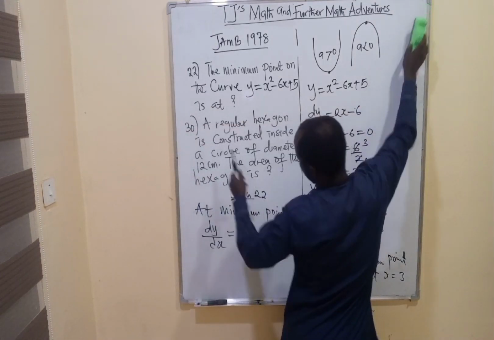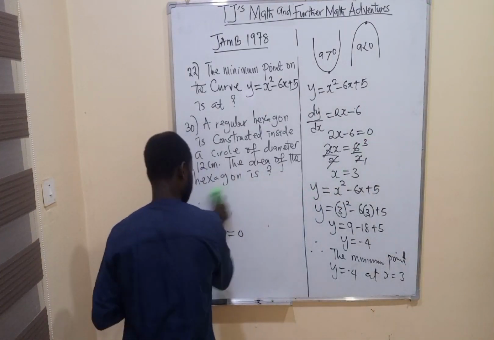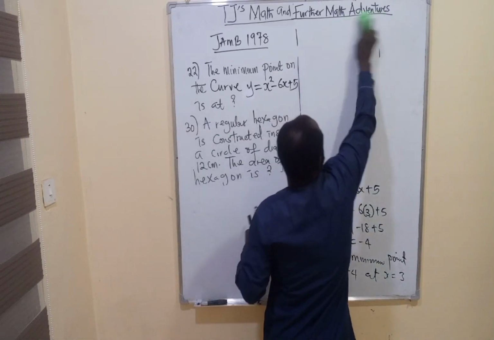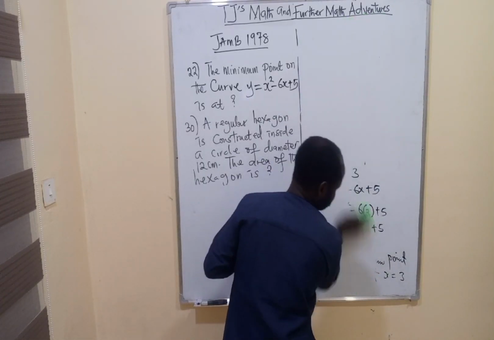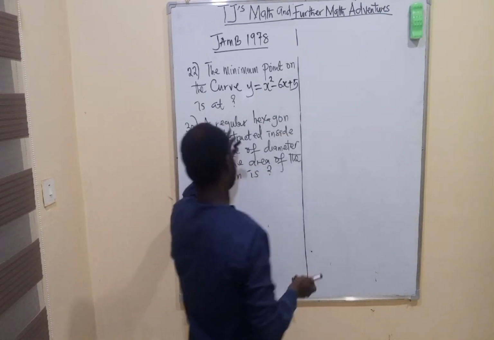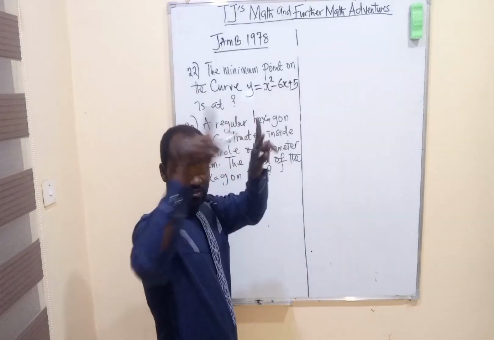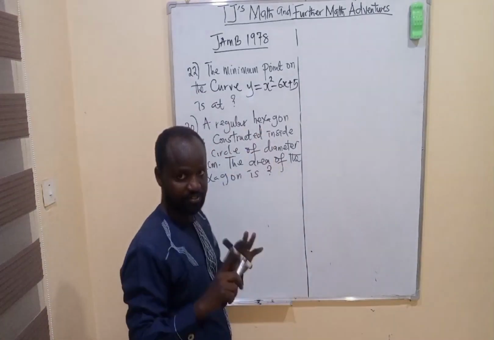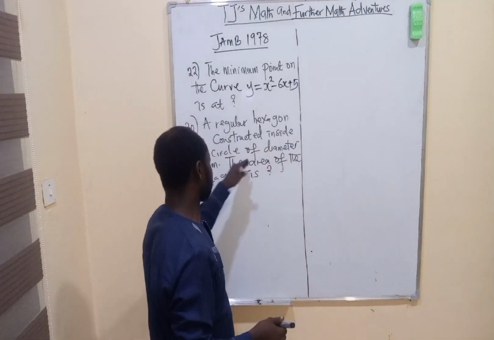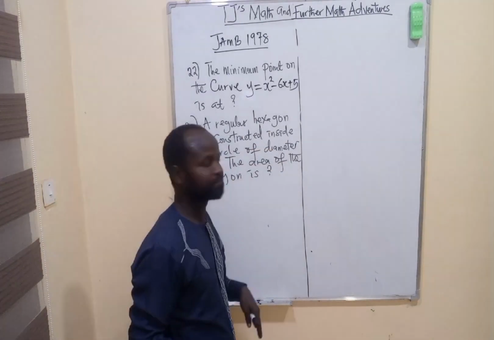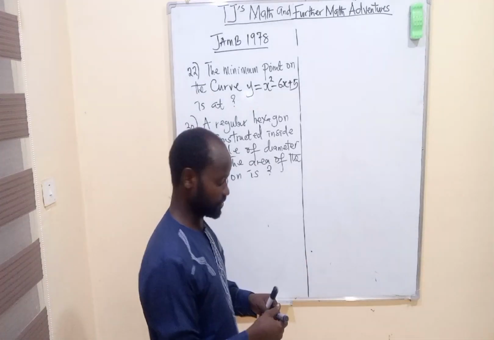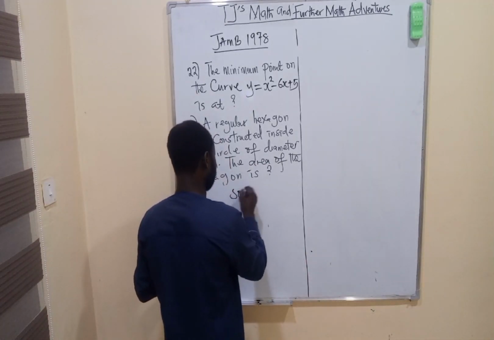So let's move to number 30 now. Question 30 reads: a regular hexagon, that is, all the sides are equal, a 6-sided polygon, is constructed inside a circle of diameter 12 cm. The area of the hexagon is what? What will be the area of the hexagon? Solution to 30 now.